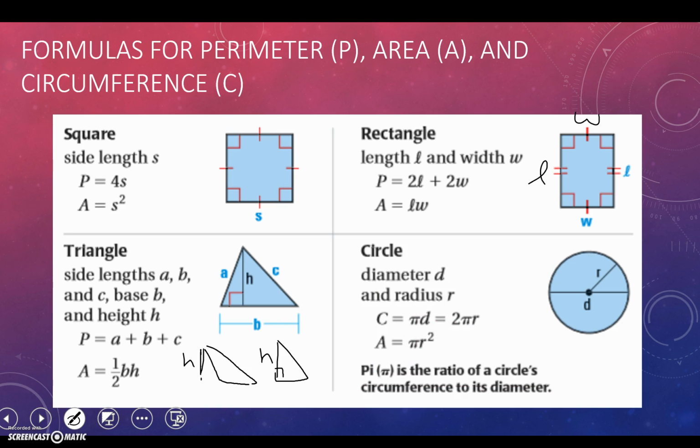And then finally, our circle. We know the diameter goes from one side of the circle to the other, and it has to go through the center. And the radius is exactly half the diameter.